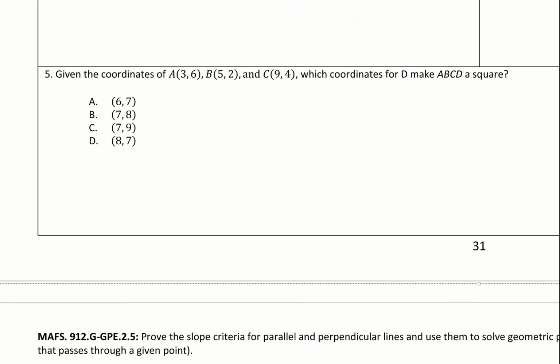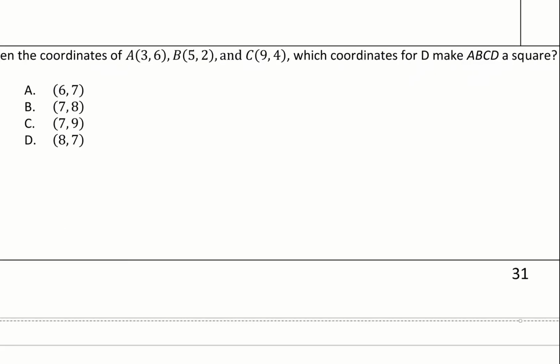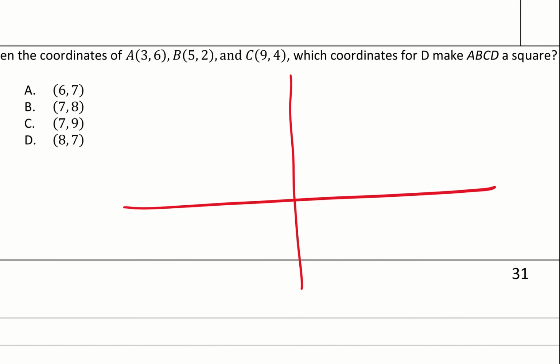So let's look at the last question. Given the coordinates here, which coordinates for D make ABCD a square? It's just easier to draw it out. Once you draw it out, it's actually pretty obvious where the coordinates are going to be, so I highly suggest making a quick drawing, nothing too crazy. So that's A, that's B, and then C is going to be 9, that's 1, 2, 3, 4, 5, 6, 7, 8, 9, and then 4.